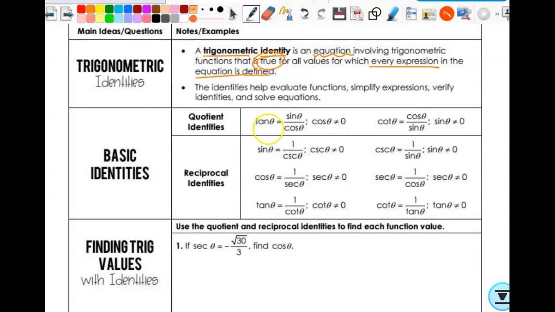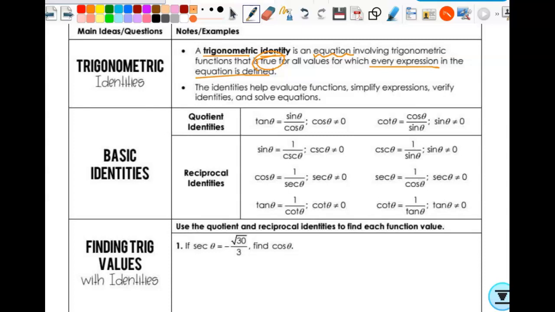You already know the quotient identities. You already know that tangent is sine over cosine, which means that cotangent is cosine over sine. You already know that sine is the reciprocal of cosecant, and cosine is the reciprocal of secant, and all those. Like, you know those because we've been using them. So this first part is all old business that we're just going to apply a little bit differently here.